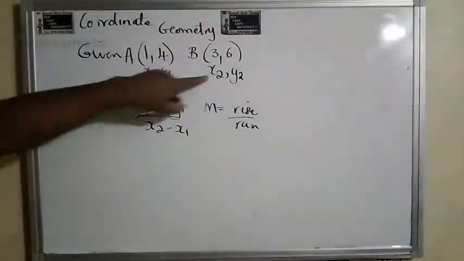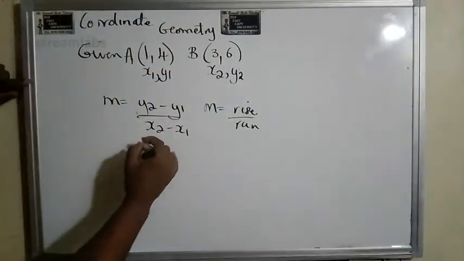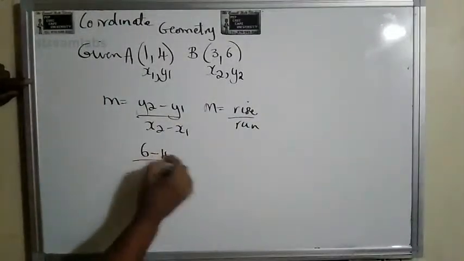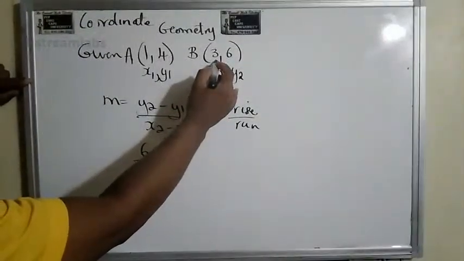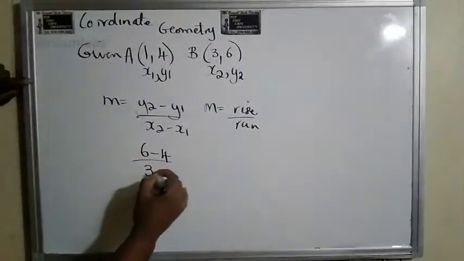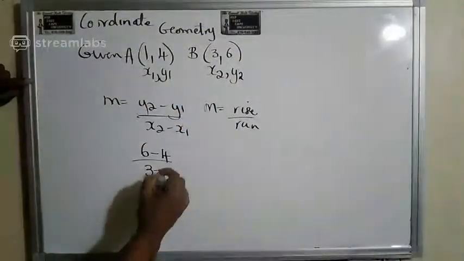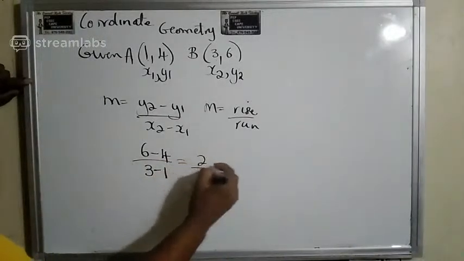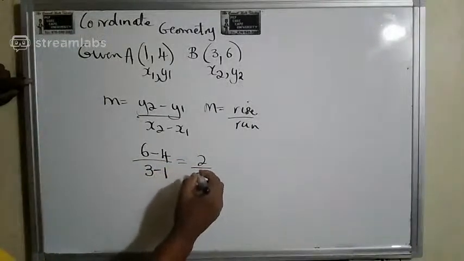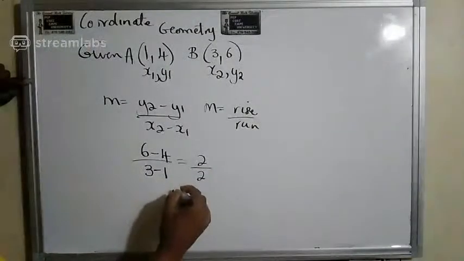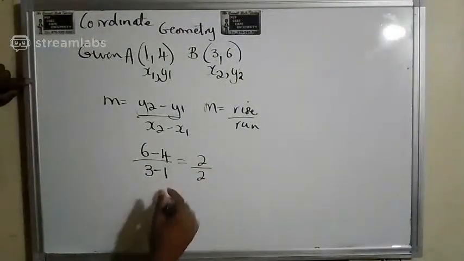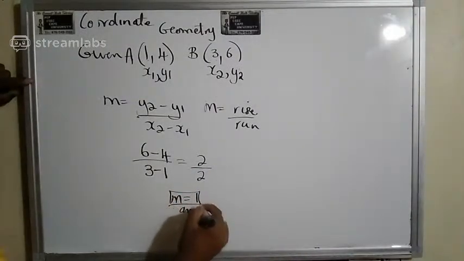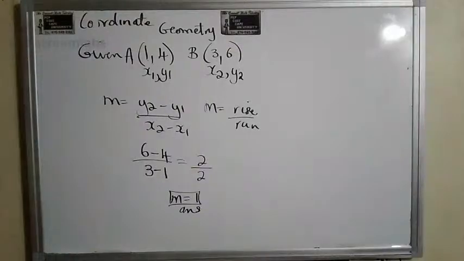So let us just put these in perspective. y2 would be 6, so it's 6 minus y1, which is 4, over x2, which is 3, minus x1, which is 1. So 6 minus 4 is 2, and 3 take away 1 leaves 2. So the gradient, m, would be equal to 1. So that would be our answer. The gradient would be 1.